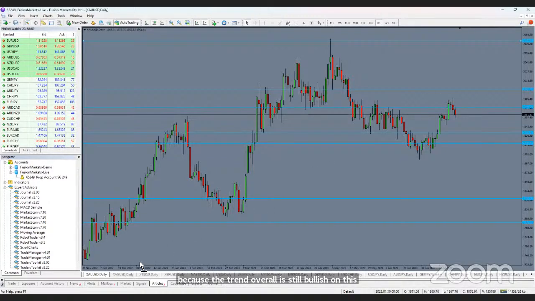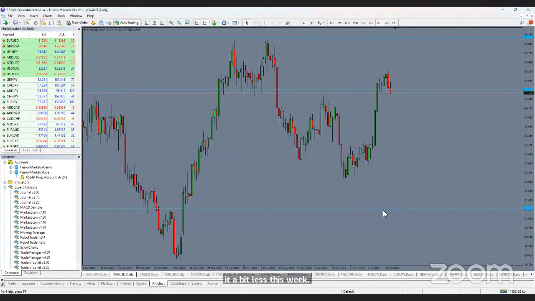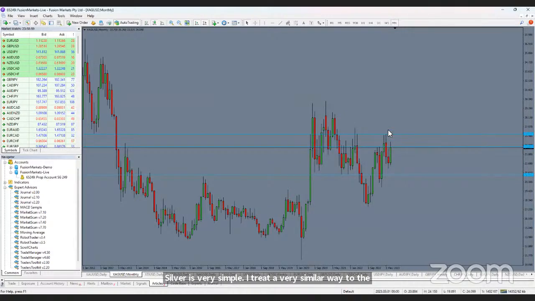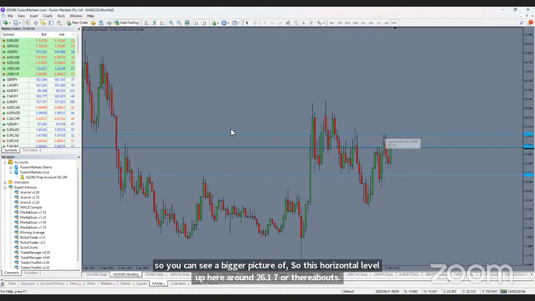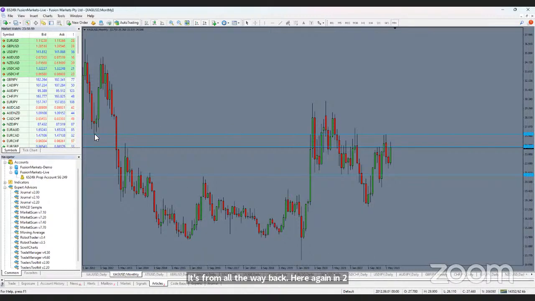Perhaps I will be trading it a bit less this week. Silver is very similar. I trade silver in a very similar way to how I trade gold. Again, going up to the monthly, just so you can see a bigger picture of where these levels are from. So this horizontal level up here around 26.17 or thereabouts, it's from all the way back here in 2012. It was a level of support, and has been resistance more recently as well.